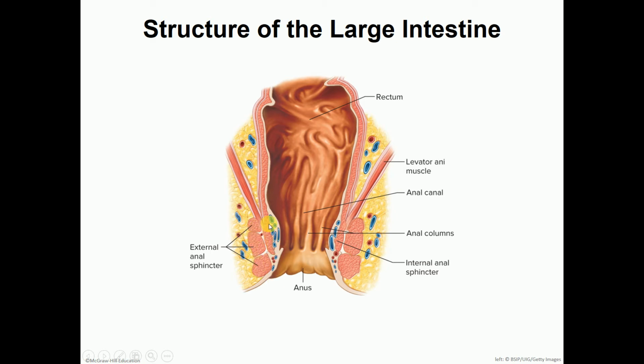The internal one is involuntarily controlled, meaning it is under the control of the autonomic nervous system. We cannot control that one. What we do control is the external anal sphincter. So the external anal sphincter is skeletal muscle fibers under somatic nervous system control. And when we potty train kids, we are training them to control the external anal sphincter.